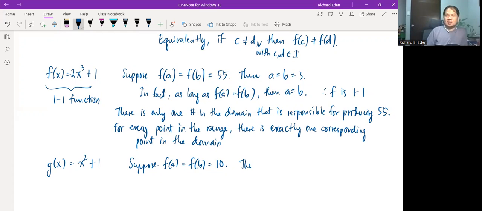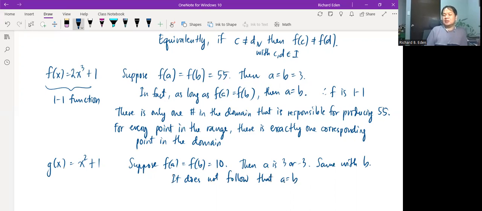Alright? Then a is 3 or negative 3. Same with b. But the thing is, we cannot conclude, it does not follow that a is equal to b. Because in fact, if a is equal to 3 and b is equal to negative 3, they're not equal. So what this tells us is that for the number 10, which is a point in the range, there is no unique corresponding point in the domain. So this function g is not 1-to-1.